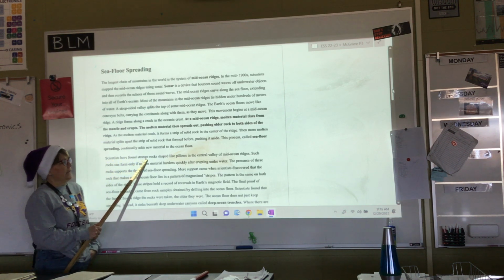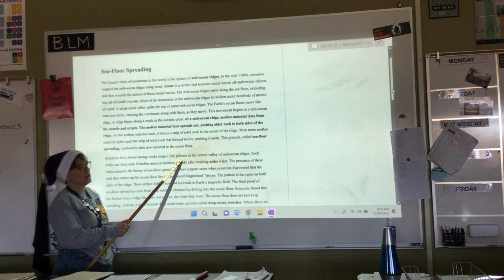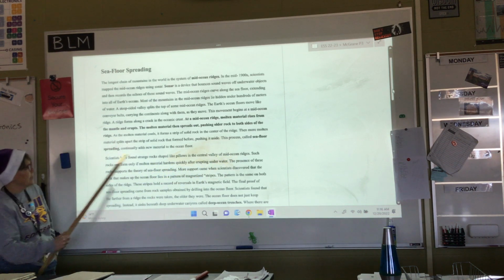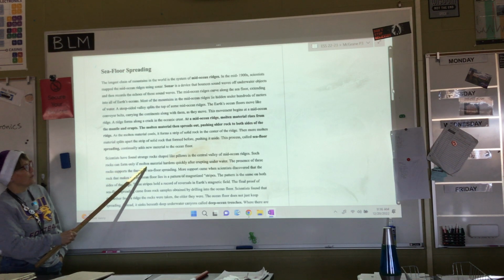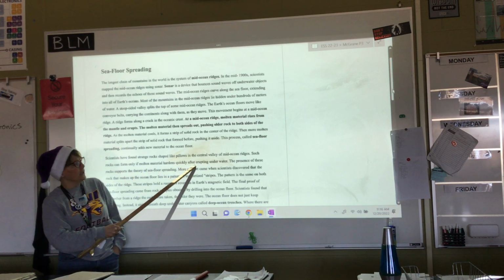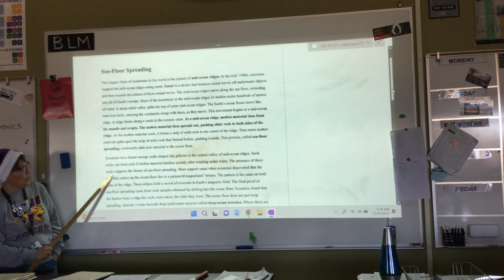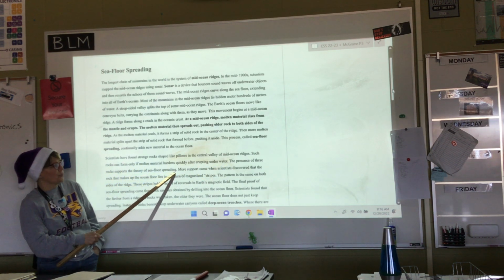Scientists have found strange rocks shaped like pillows, it's actually called pillow lava, in the central valley of mid-ocean ridges. Such rocks can only form if molten material hardens very quickly after erupting underwater. The presence of these rocks supports the theory of seafloor spreading.